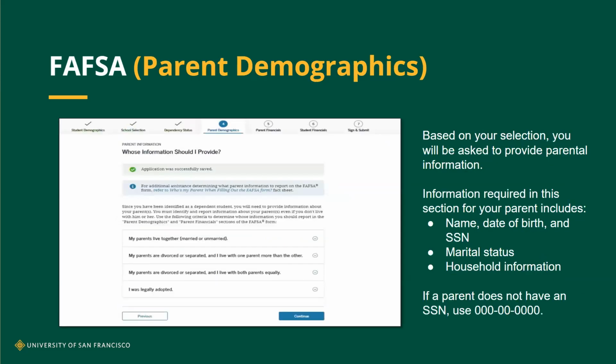Now, whose information should you provide? Based on your selection, it'll ask you to provide either both parents' information or one parent's information. If you are adopted, you do not have to provide parent information. So for your parents, it'll ask you to include their name, their date of birth, their Social Security number, their marital status, and some household information. If your parent does not have a Social Security number, you would input 8 zeros.